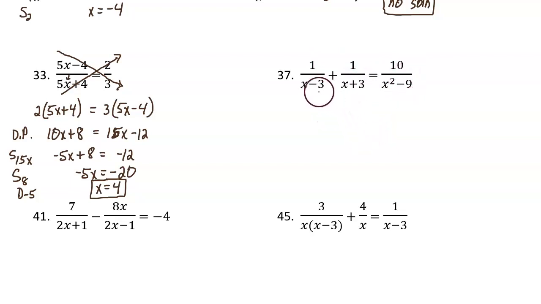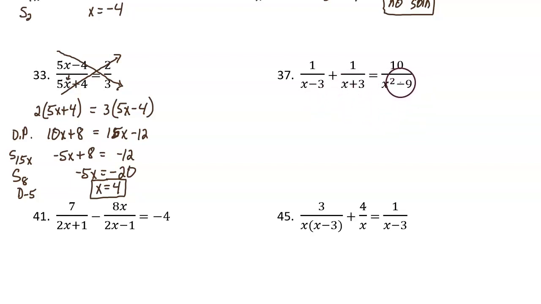I'm going to multiply all of the terms in the problem by the lowest common denominator. Well, what will that denominator consist of? I can see from the first one that it consists of x minus 3, but I can see from this one the denominator is x plus 3. Those are different factors. Those aren't the same thing.